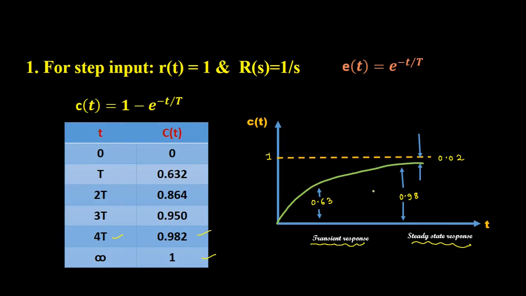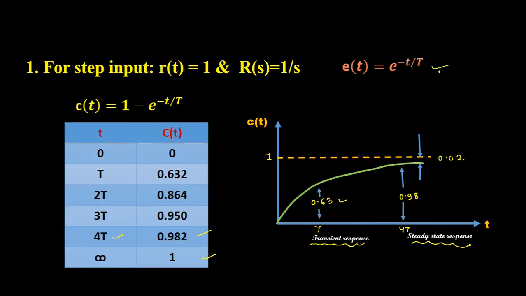So from the table we can see that the magnitude of c(t) is equal to 0.632 at time T, and the magnitude of c(t) is equal to 0.982 at time 4T, that means 4 times the time constant RC, and when time t tends to infinity, the magnitude of c(t) is equal to 1. So here we can see that when time t is equal to 4T, we got c(t) is equal to 0.98, and when time t is equal to T, we got the magnitude of c(t) is equal to 0.632.